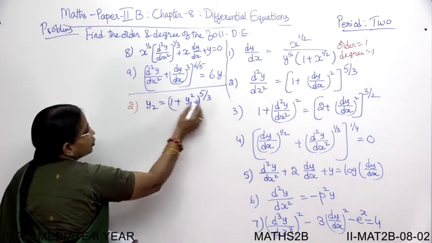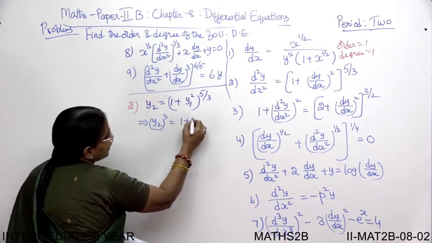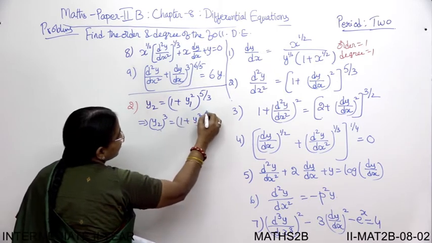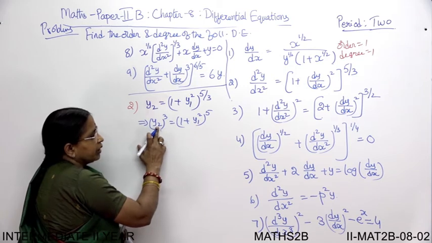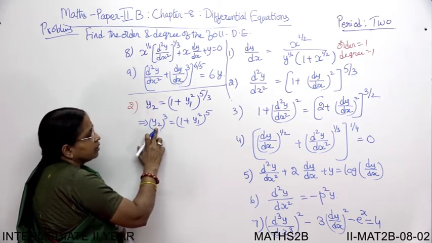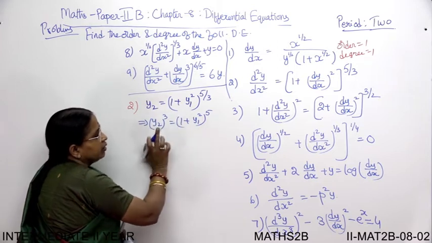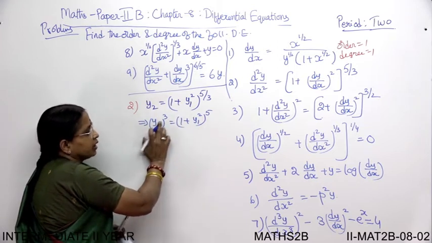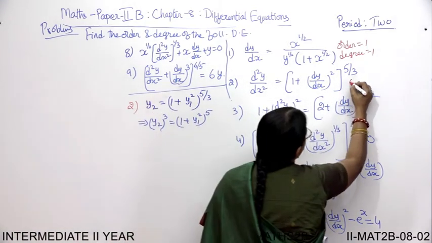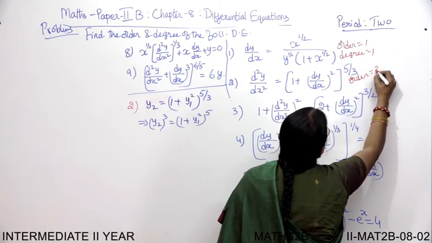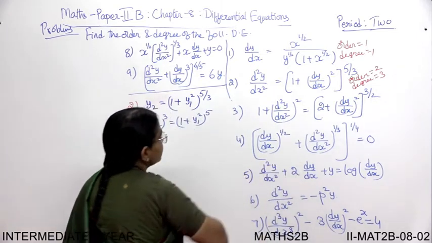So now we cube on both sides. So you'll get y2 cube is equal to 1 plus y1 square whole to the power 5. So whatever it is, the highest order derivative is y2, the derivative d square y by dx square. So the order is 2 and its power is higher. You don't have any more y2s here. So the highest power of y2 is 3. So its degree is 3. So for the second problem, the order is 2 and the degree is 3, because the highest power is 3 like that.